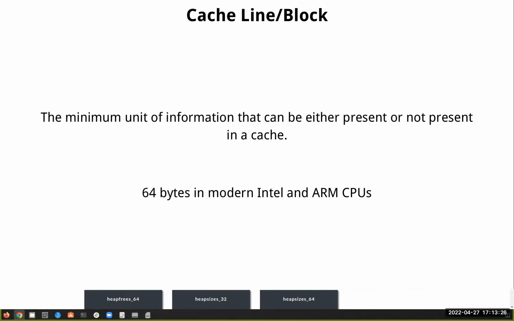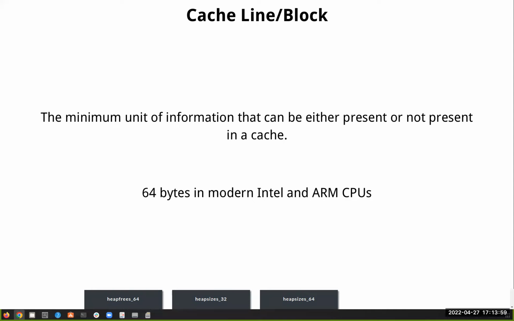Then we are talking about some more concepts in cache, so we can understand how it works. The first concept is cache line or cache block. This is the minimum unit of information that can be either present or not present in a cache. So when we talk about the main memory, we think about the minimum unit, how big is it?